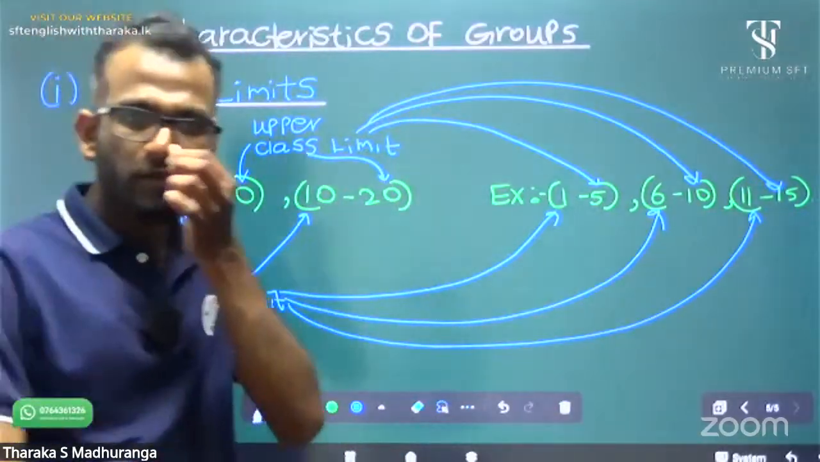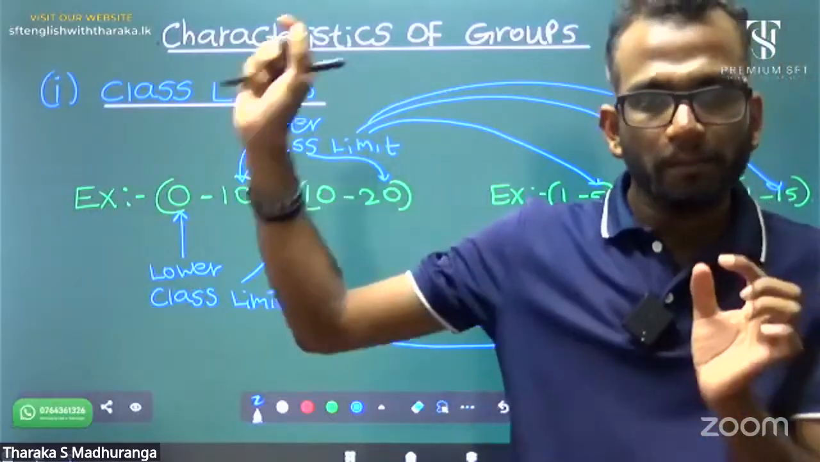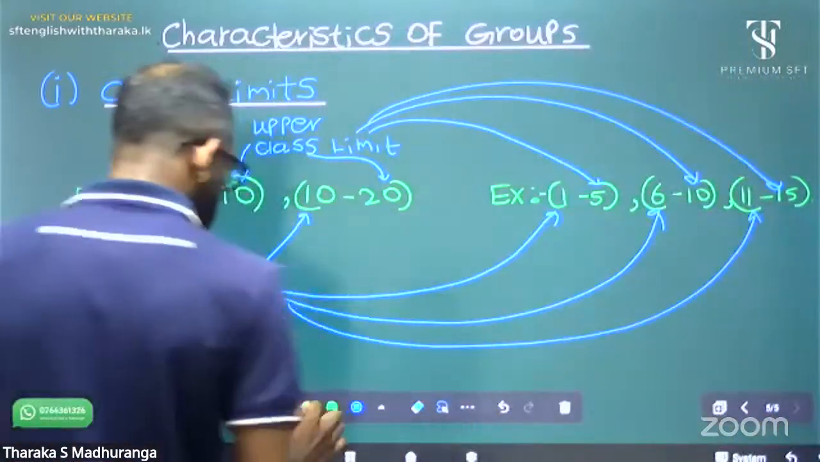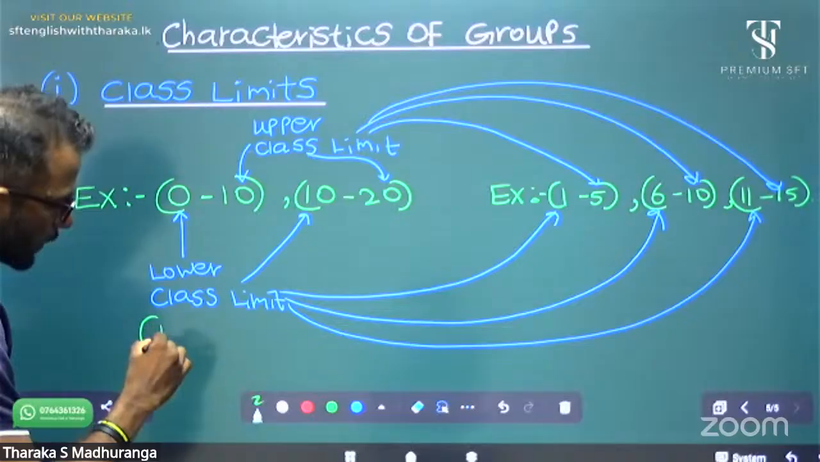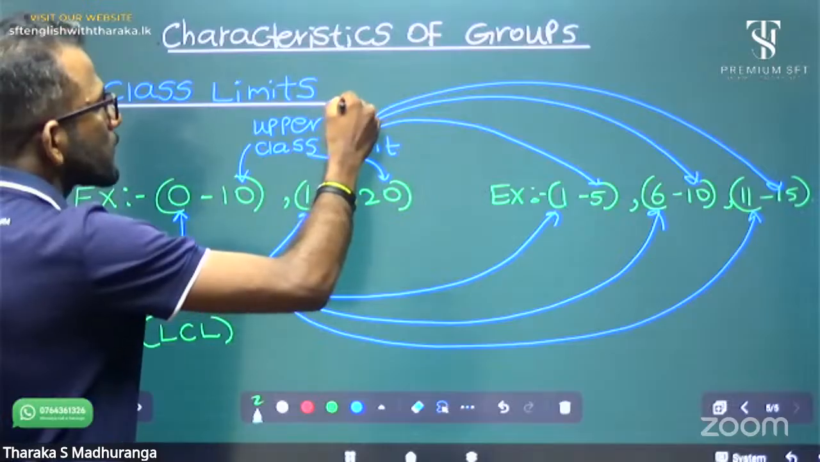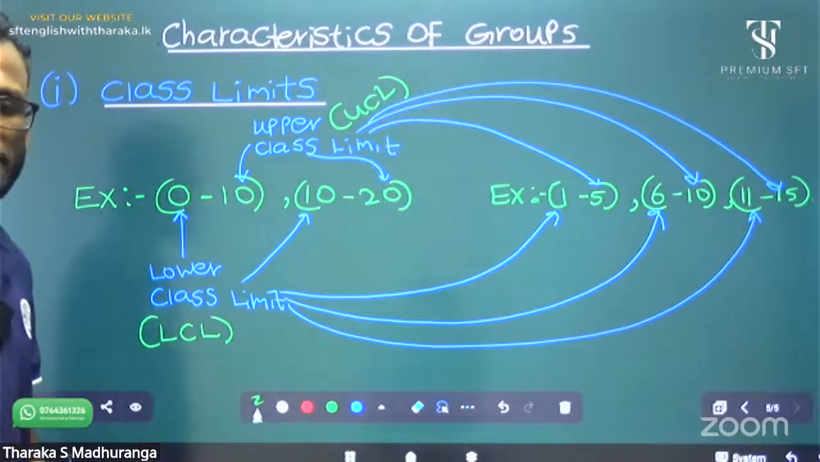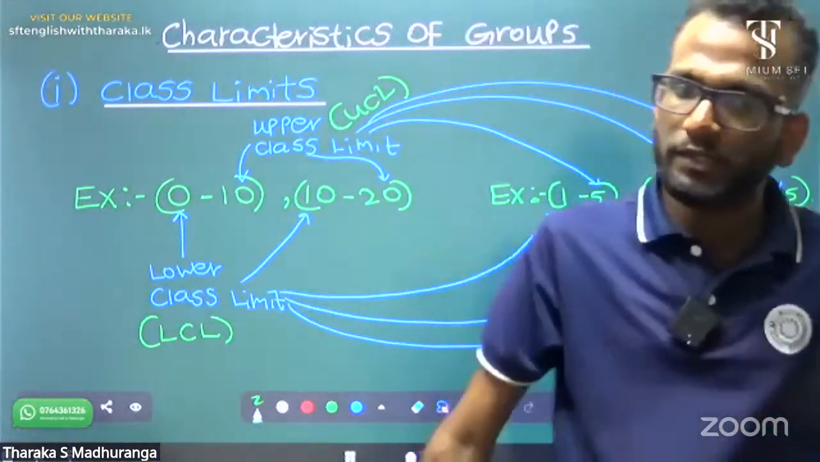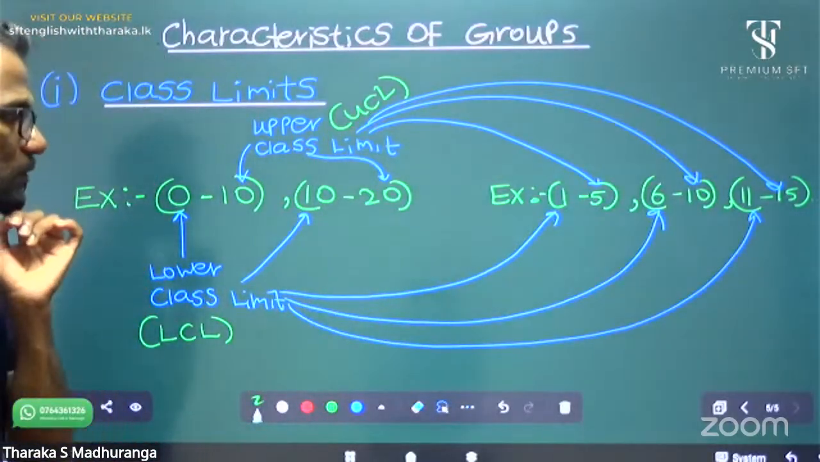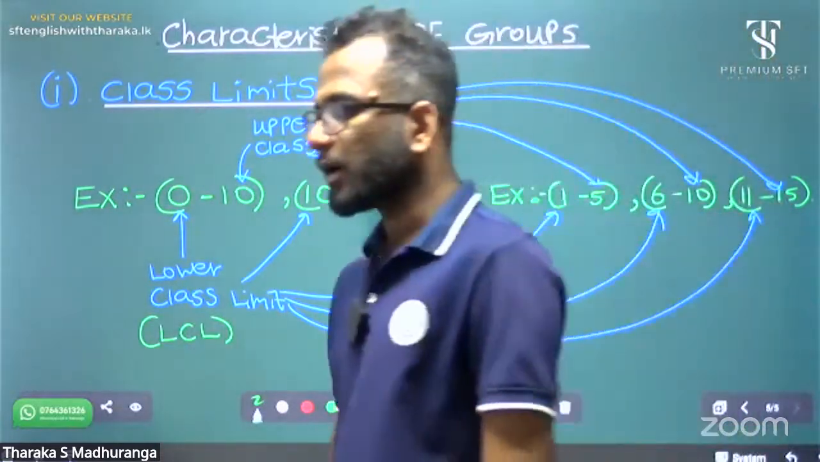Understood? Discrete or continuous, the minimum value of the group we call the lower class limit and the maximum value of the group we call the upper class limit. The short forms: LCL, lower class limit, and UCL, upper class limit. Okay, good.